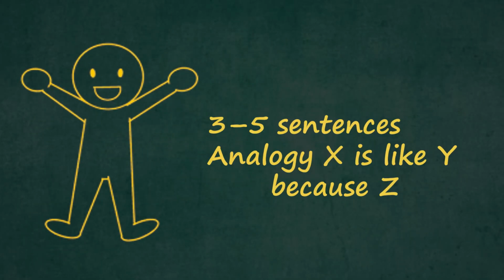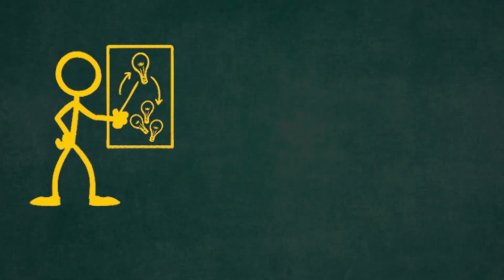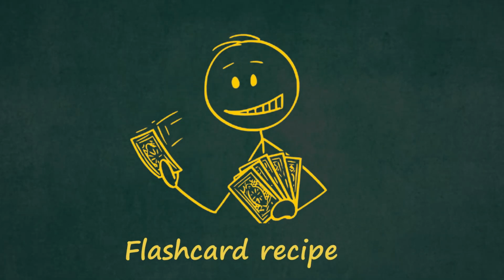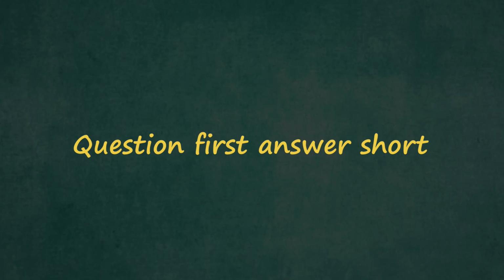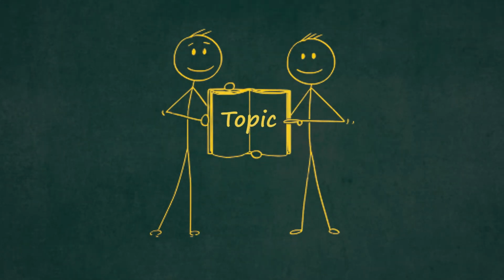Feynman sheet. Concept. Explain it to a child, 3 to 5 sentences. Analogy. X is like Y because Z. Steps, process, max 5 steps. Where I got stuck, fixed notes. Flashcard recipe. 1 fact or concept per card. Question first, answer short. Add a tiny example or unit. Tag by chapter or topic.